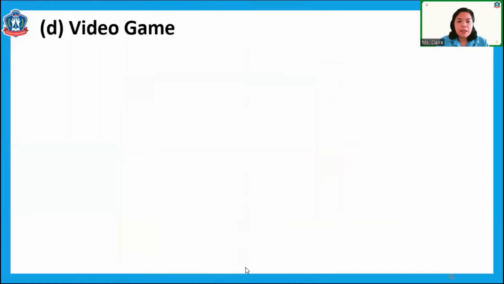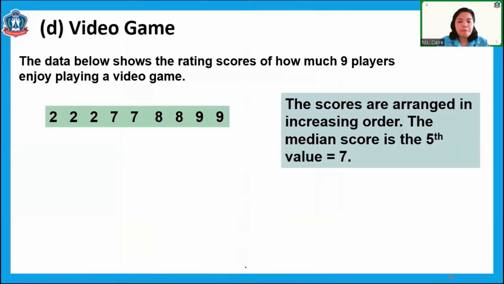Another example of a median, take a look here. The data below shows the rating scores of how much 9 players enjoy playing a video game. These are the scores of the 9 players. We arranged them already in increasing order, from the smallest to the biggest. The median score is the fifth value, which is 7.